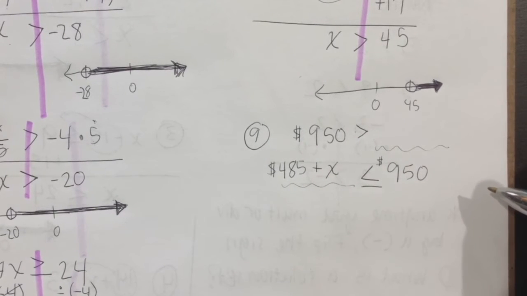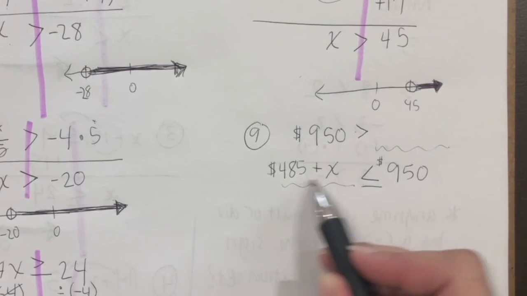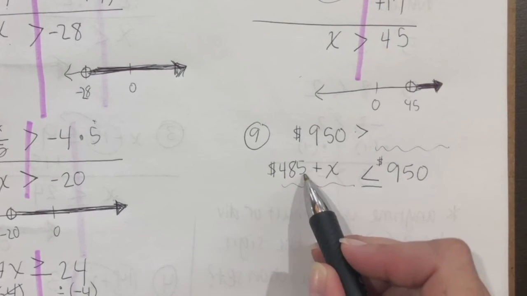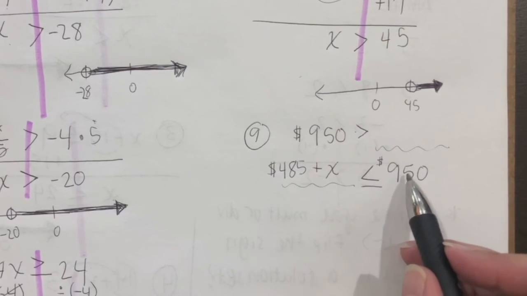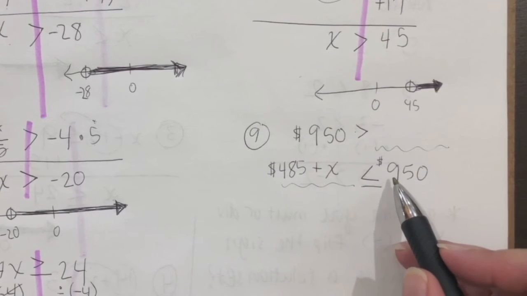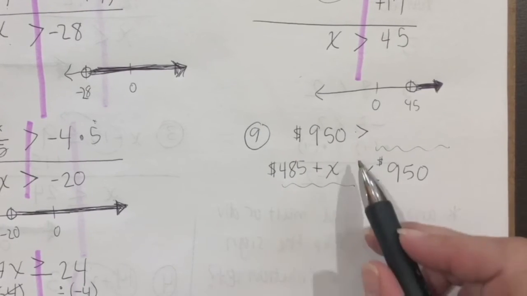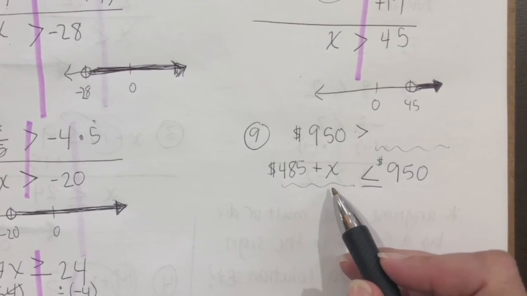Because she doesn't have to spend the full amount. She could spend less, right? So if she spent about $200, then 200 plus 485 would be 685. And then she'd save money and she could go spend that money on something else. But she could totally max out her budget and spend the full $950. So let's solve this and we'll find out exactly what the maximum amount she can spend is.